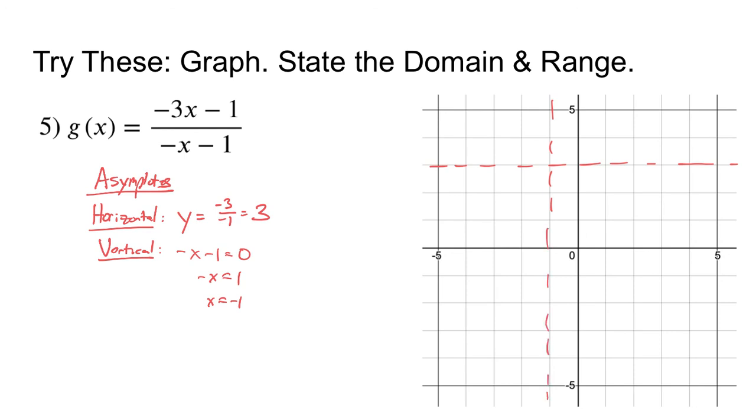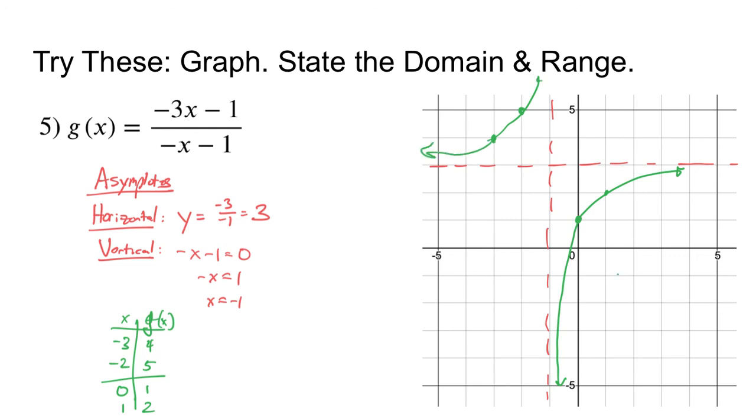I'll come up with a table of values. Just like so, I'll plot the points. Negative 3, 4, negative 2, 5, 0, 1, and 1, 2. Knowing what I know about these graphs, I can then sketch a really good picture of what this looks like. Domain, x can't equal negative 1. Range, y can't equal 3. One more problem to go.